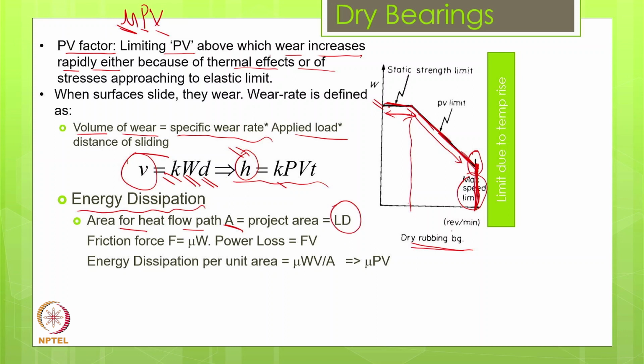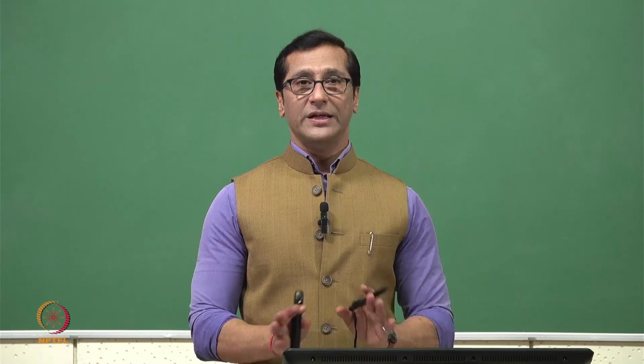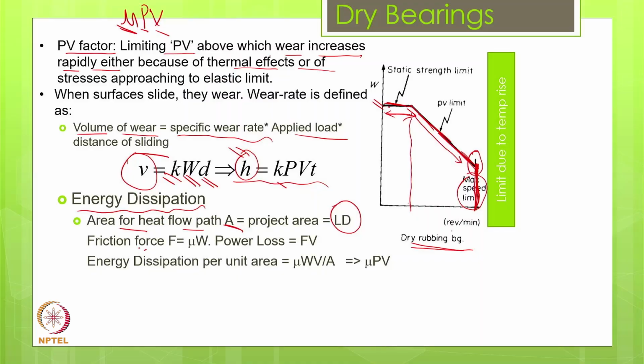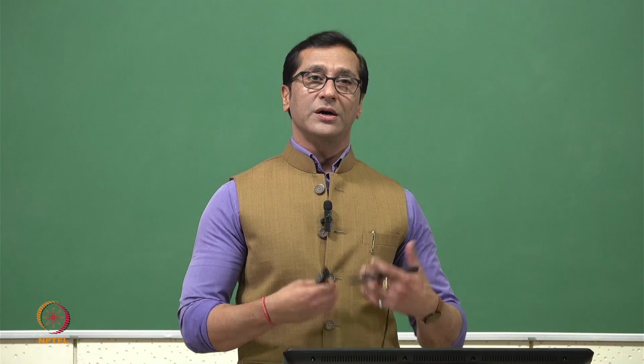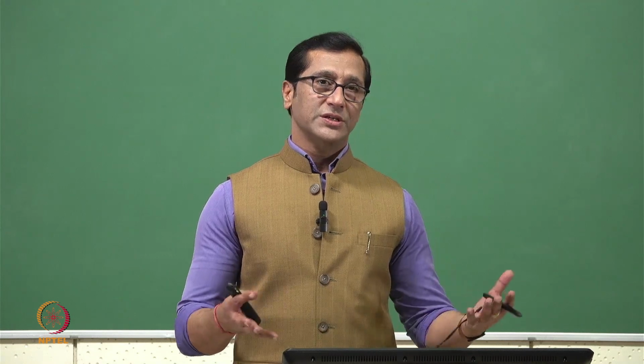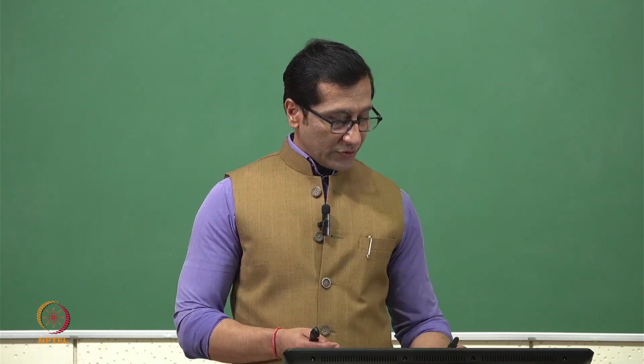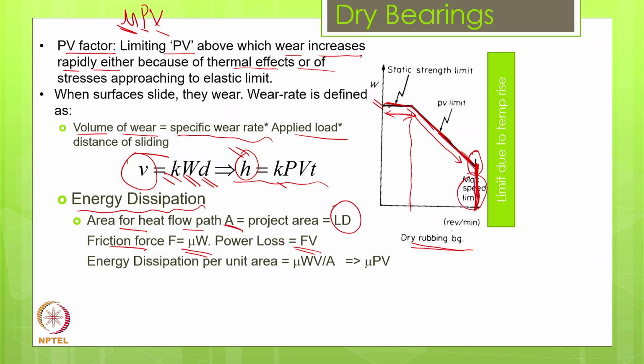When we go for detailed analysis, we need to come up with the right results, the right area. The friction force can be given as mu times W, though mu doesn't have any meaning as such, because at various junctions the mu can change. The overall power loss is generally the frictional force times velocity. And energy dissipation per unit area, when we divide F times V by A, turns out to be mu PV, which is the same thing I mentioned over here, mu PV.